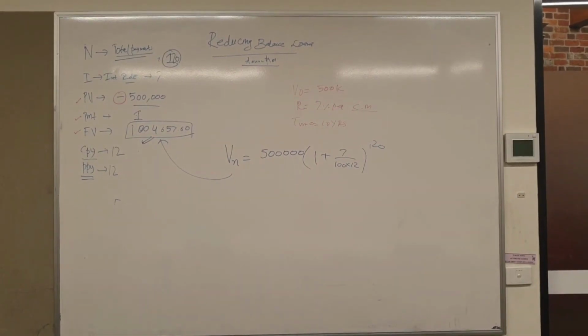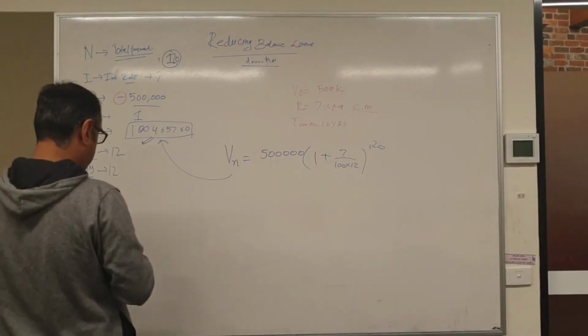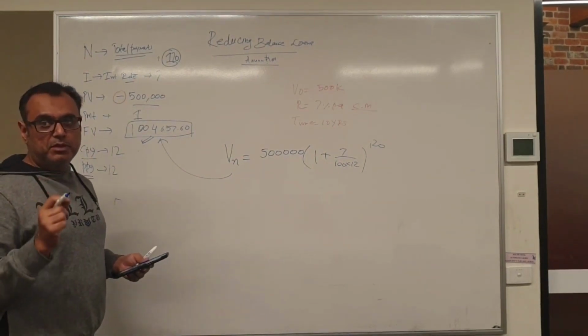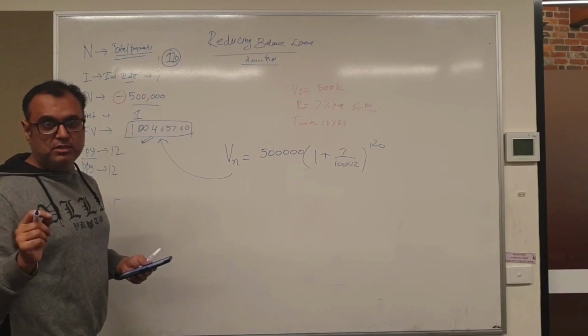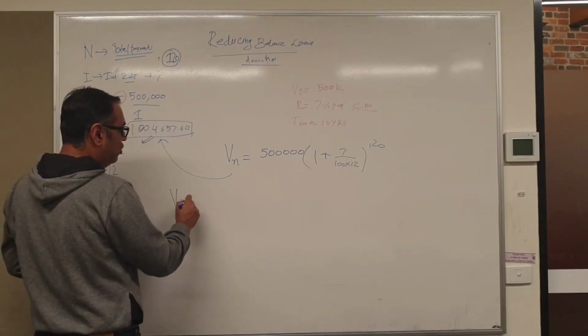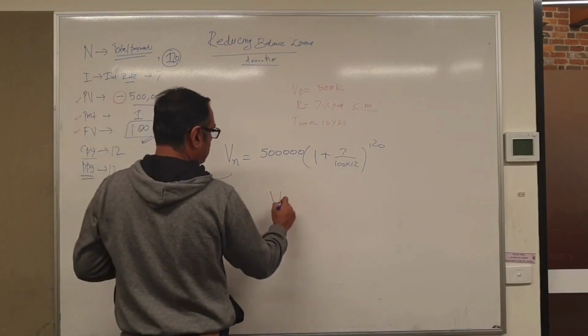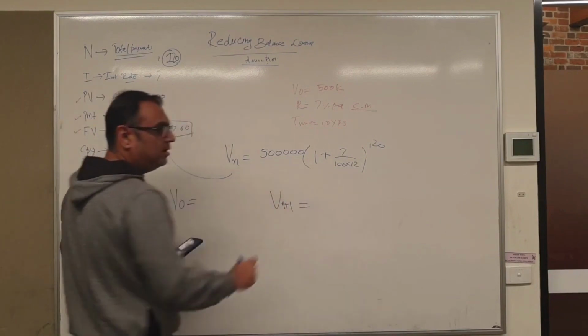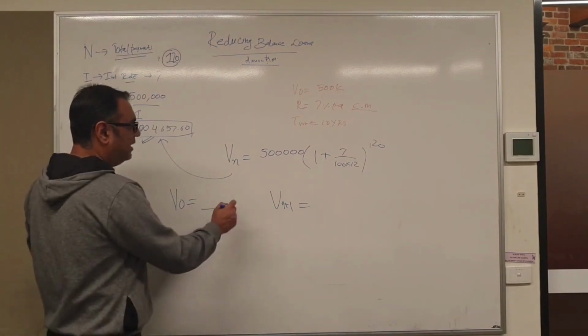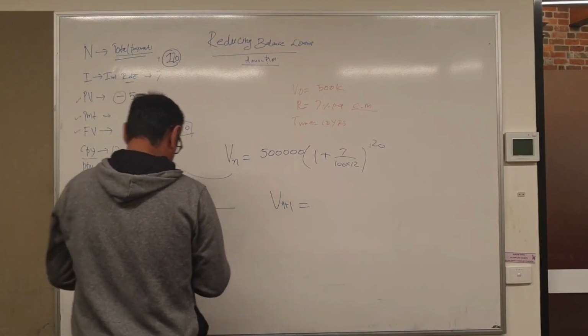Vn plus 1. Your recurrence relation has two parts. I am repeating it multiple times. You will lose marks. Even if you know it, you need to tell what is V0 and then you talk about Vn plus 1. So V0 is 20,000. And what is Vn plus 1?